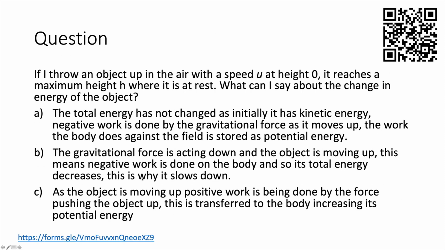So a question: if I throw an object up in the air with a speed u at height 0, it reaches the maximum height h where it's at rest. What can we say about the change in energy of the object? One option says the total energy has not changed, as initially it has kinetic energy. Negative work is done by the gravitational forces as it moves up, and the work the body does against the field is stored as potential energy.